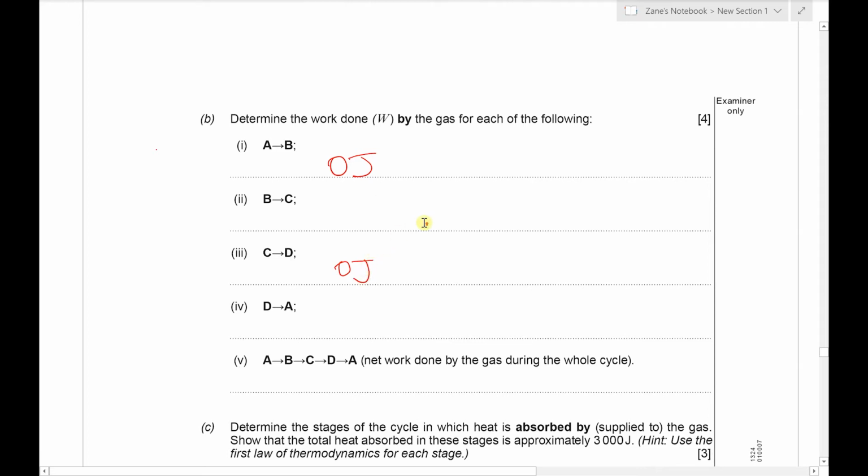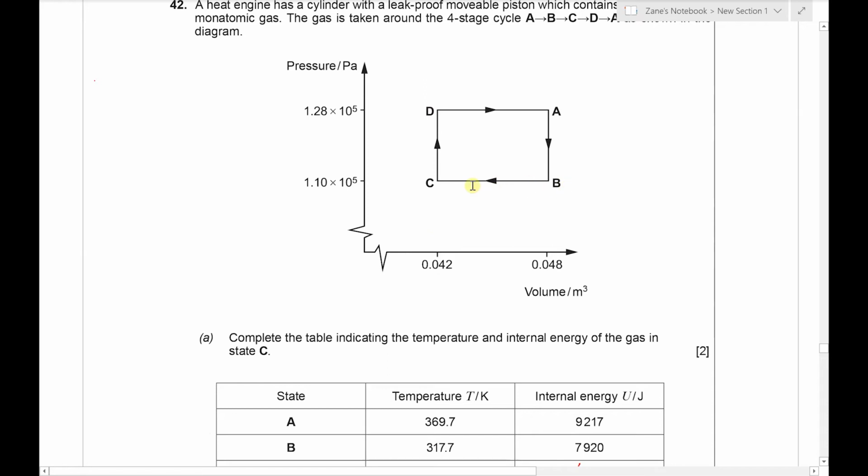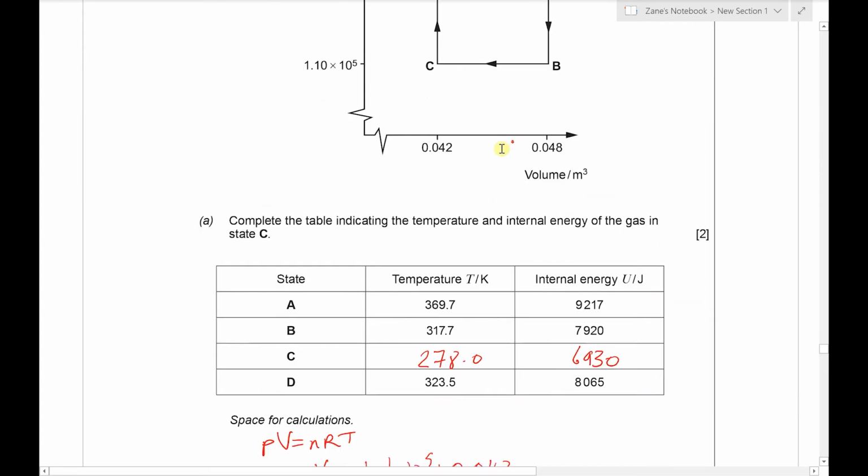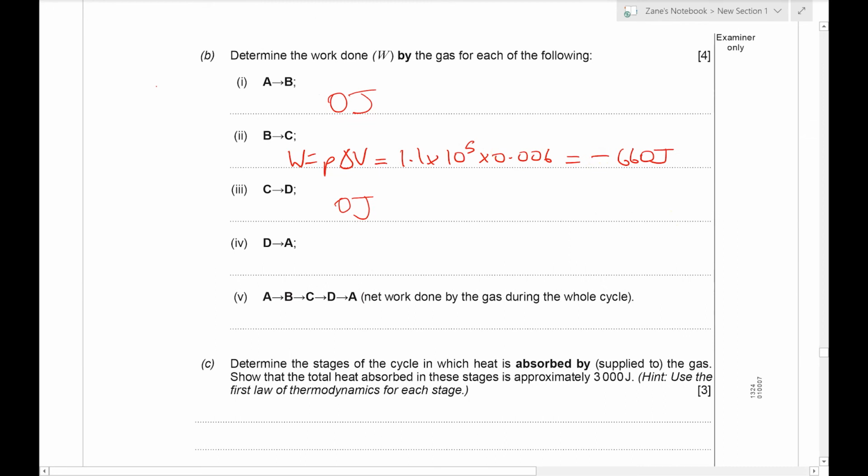From B to C, we're going to use pressure times change in volume, which is exactly the same as finding the area underneath the line. So we're going to multiply 1.1 times 10 to the 5 by the difference in volume here of 0.006. And that will give us 660 joules. Now we've got to be careful with signs. When gases expand, work is done, and therefore W is positive. But when gases are compressed, as we've got here from B to C, then the work is negative. So we're going to put a minus sign in front of here.